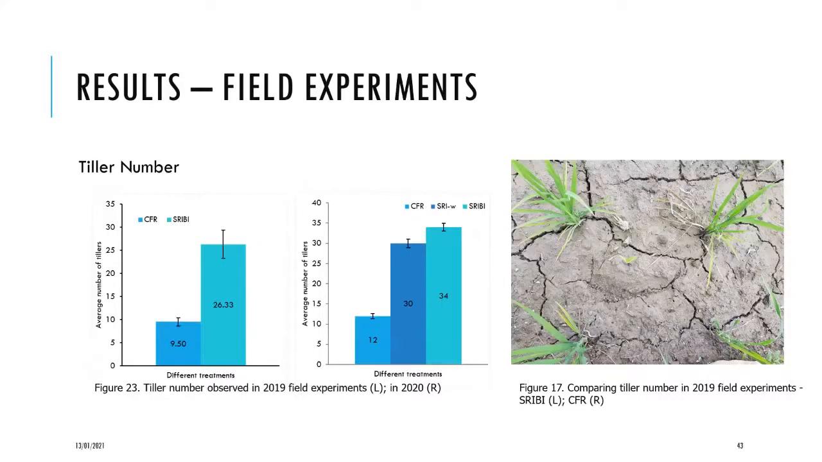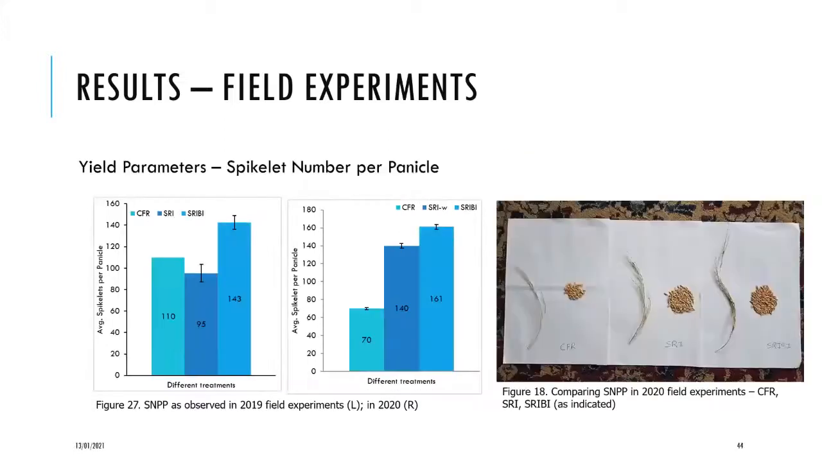Tiller number was also higher in the intercropping treatment, which further points to the higher yield potential of the crops. And when we finally see the number of grains that a single panicle, a single bunch of grains, carried in the three treatments, we had a much higher number of grains in the intercropping treatment, which ultimately is the product of the rice plant, which leads to more grain for the farmers, higher income for the farmers, more food for the farmers.